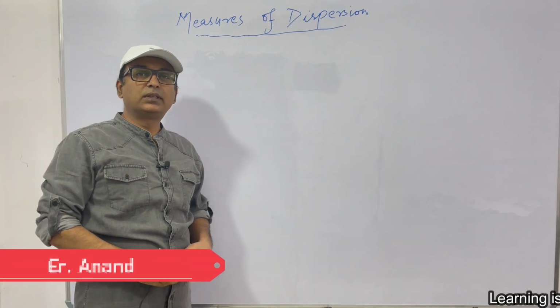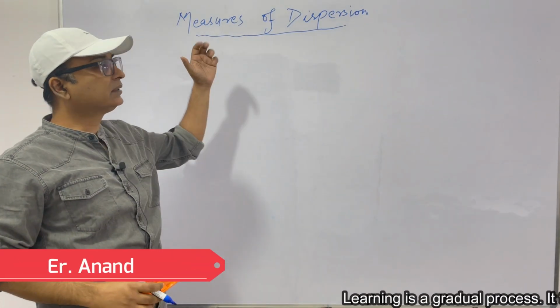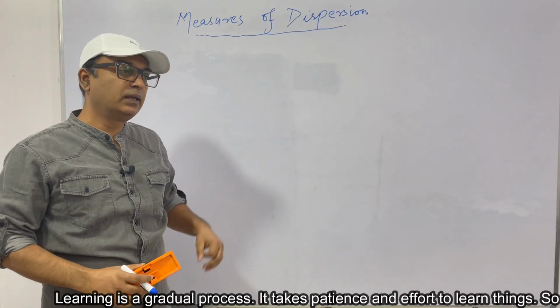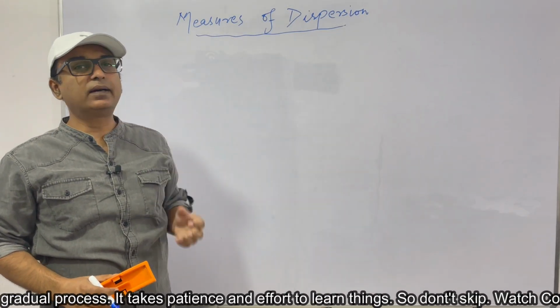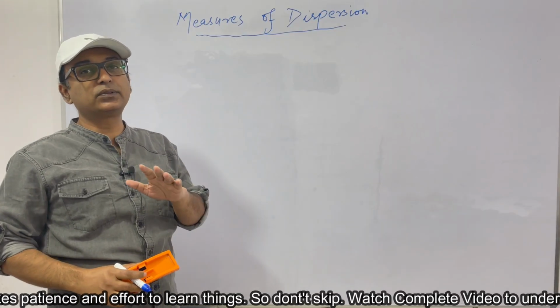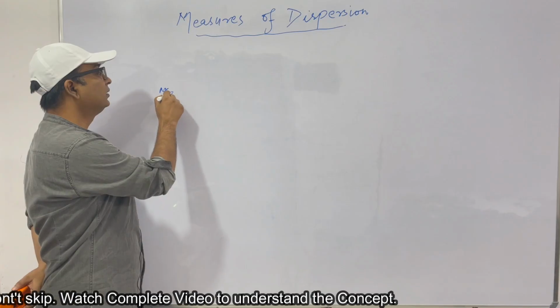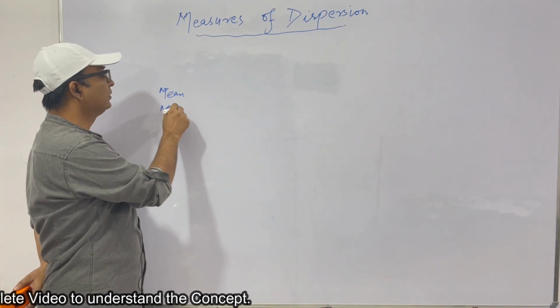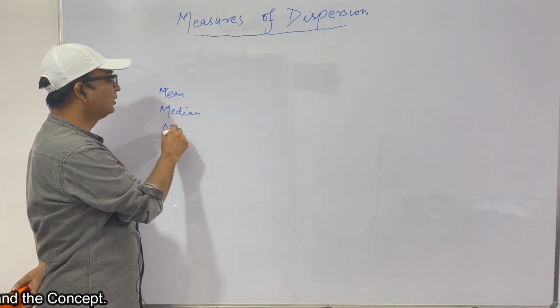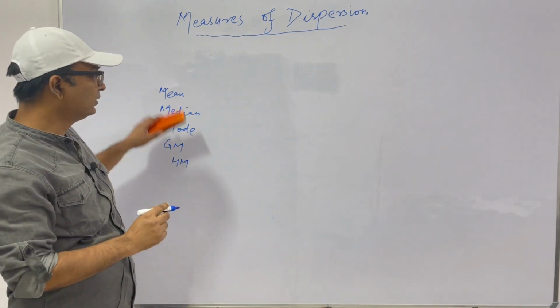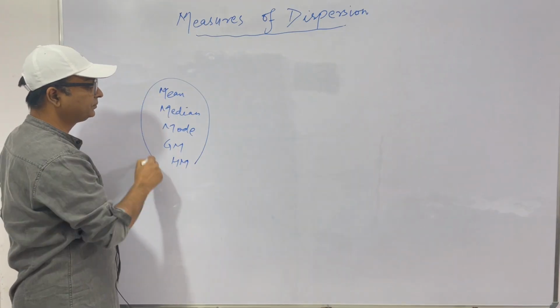So welcome students. Our topic for today is measures of dispersion. What are the measures of dispersion? The prerequisite is you should have a clear concept of measures of central tendencies. And what are the central tendencies? Mean, median, mode, geometric mean and harmonic mean. So these are called the measures of central tendency.